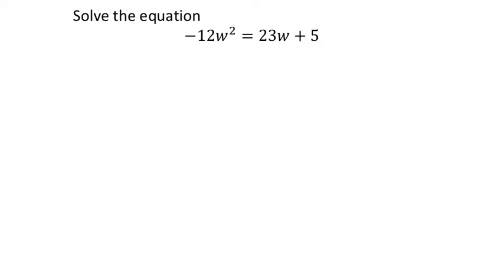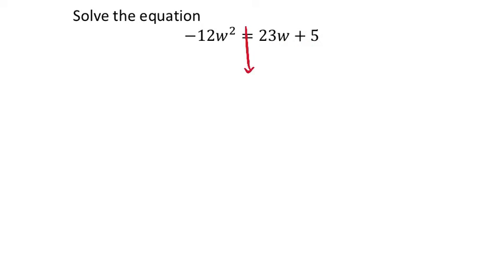Okay, so on this one, we need to make it equal 0. It is not yet, but we're going to make it equal to 0, just like we saw, what was it, 2 problems ago? So to do this, there's a couple different ways. You could actually subtract 23w and subtract 5 from both sides. I prefer to do it just once.